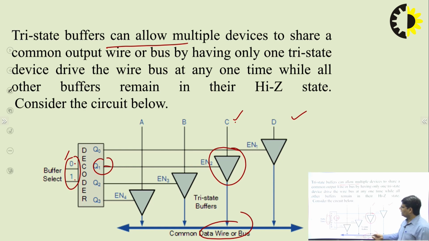To solve that, we have used a decoder and a tri-state buffer. So the device C for which the tri-state buffer is enabled, only that device will be connected with the system bus and bus contention problem will be solved.